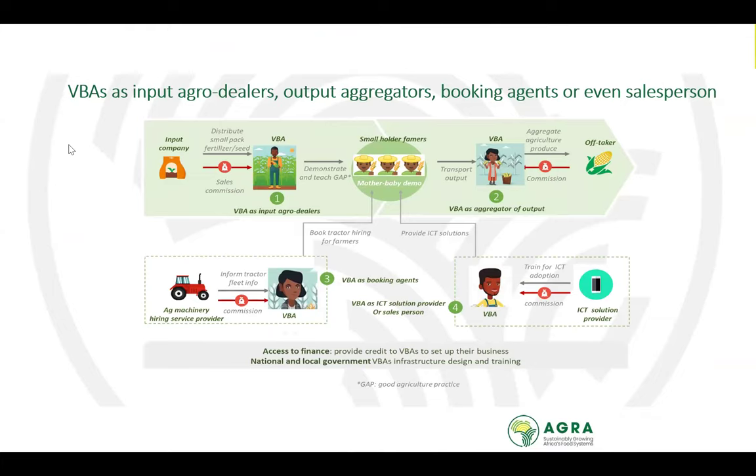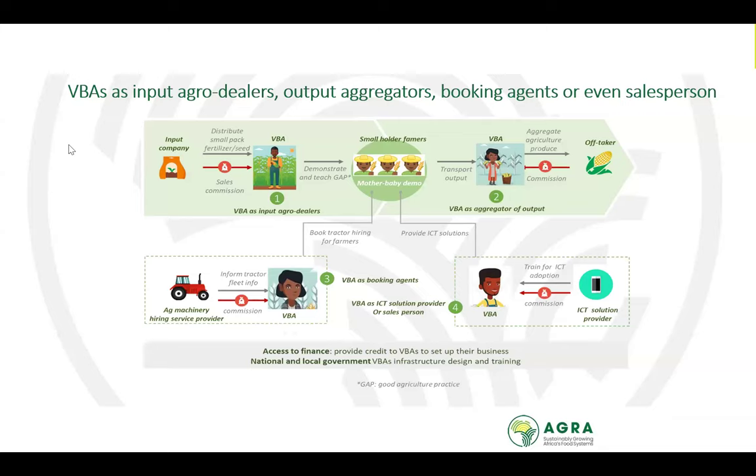But also, there's a number of companies who are working with the VBAs in terms of developing demonstration plots, but also conducting farmer field days. They get a little bit of money to sustain them and the business. But also, we have some few who are better. In West Africa, we have many in the pool of aggregation and sale agents for the crops. But here in Tanzania, we're very few.